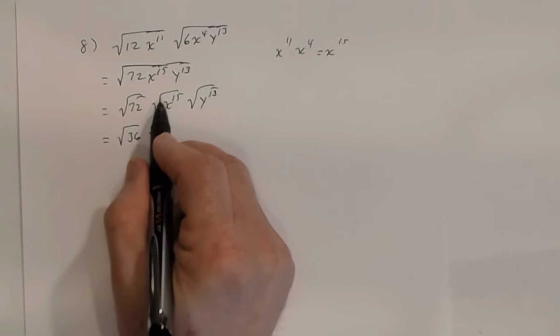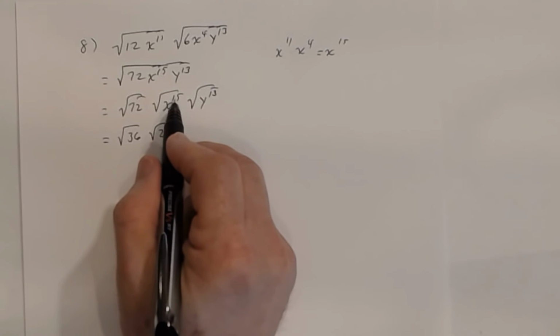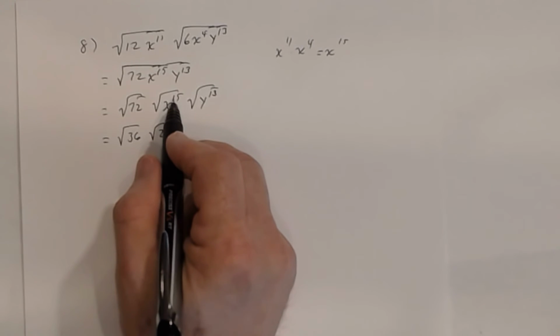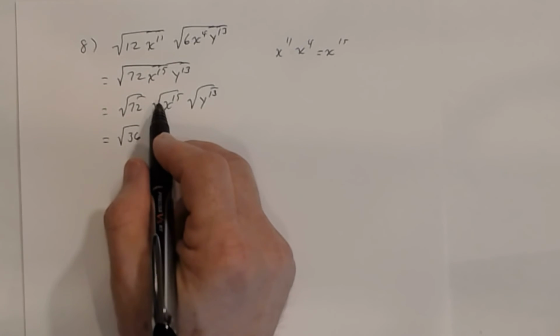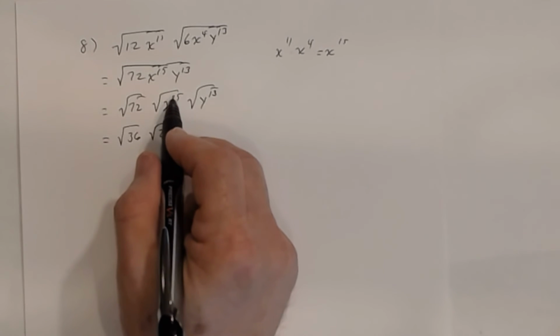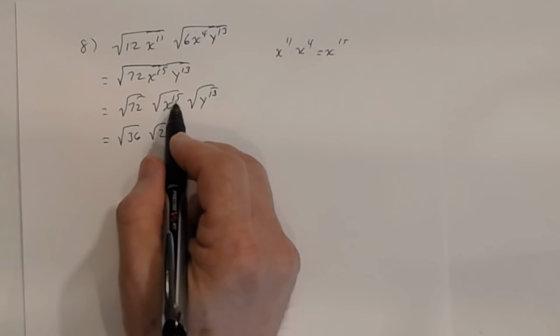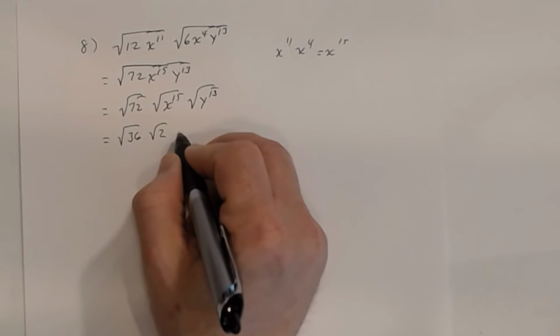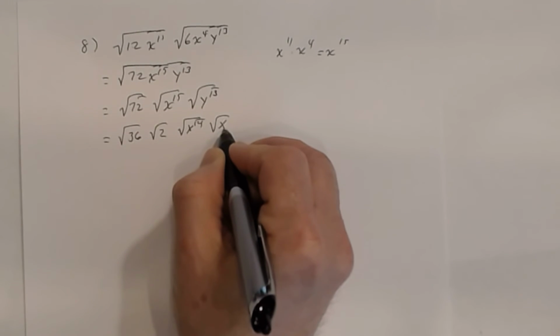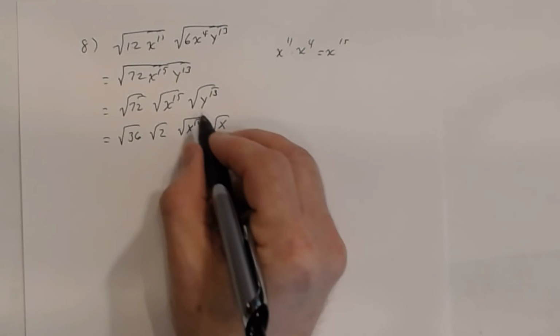Now I can simplify the square root of x to the 15th because 15 is greater than or equal to 2, but it's not that easy because 15 is not divisible by 2. So let's ask ourselves, what's the largest whole number less than 15 that's divisible by 2? And the answer is 14. So I'm going to rewrite this as the square root of x to the 14th times the square root of x. 14 plus 1 is 15.